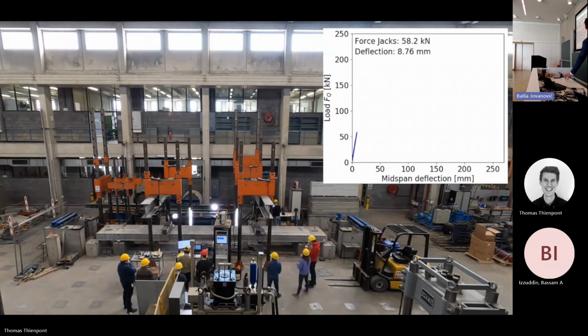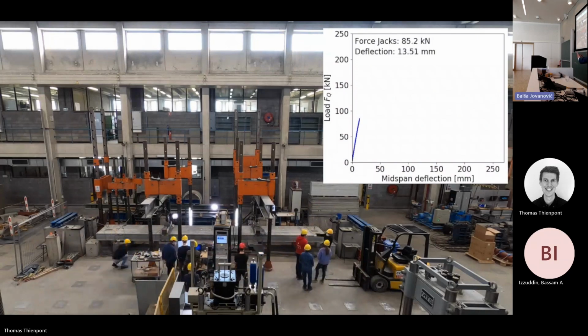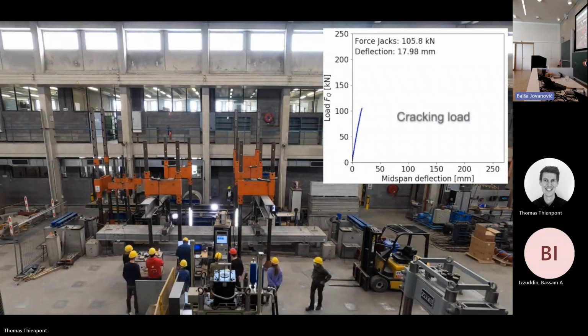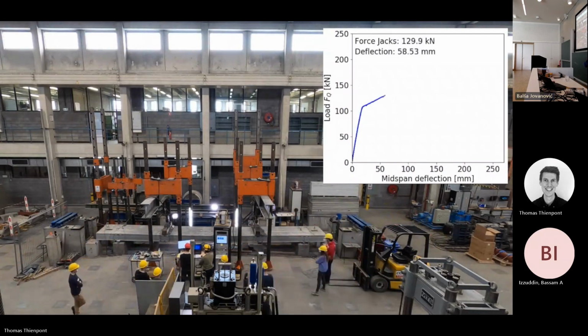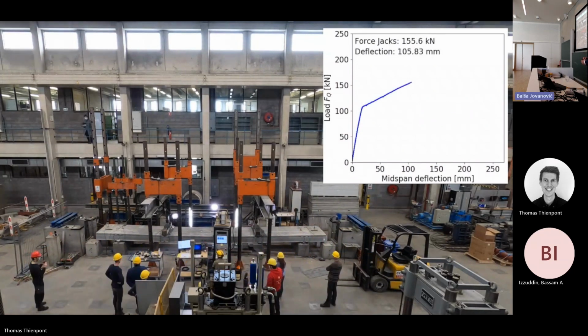So again, we see at the beginning, we have a linear relationship between the displacements and the loads. And then at some point, the member starts cracking at the bottom, and there's a very clear shift in the angle of the curve. It becomes much flatter. And then at some point, we'll also reach a plateau.